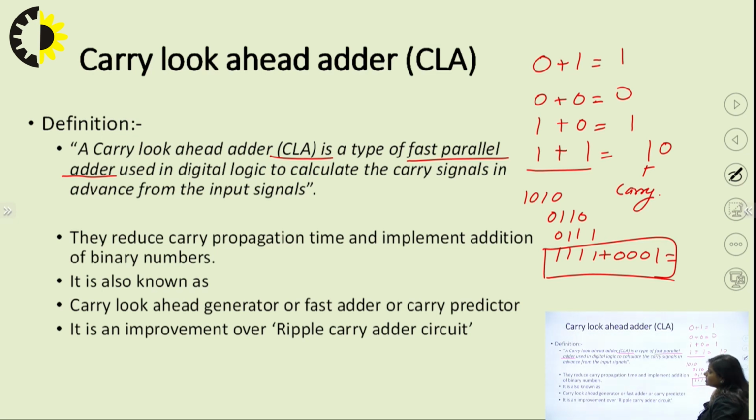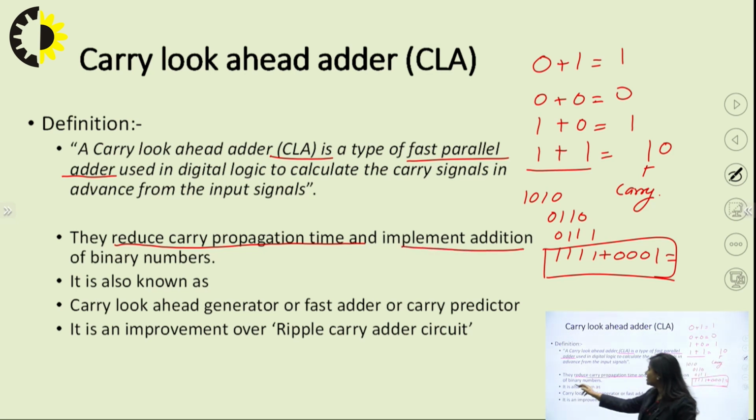The CLA says that it reduces carry propagation time and implements addition of binary numbers. This is the most important thing we use in CLA. CLA basically does the reduction of carry propagation time. What is carry propagation time?